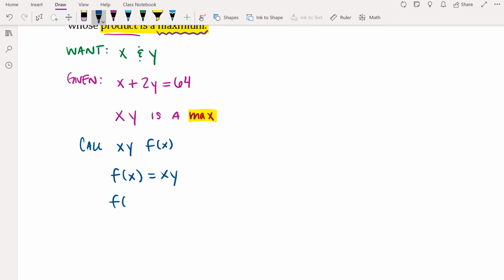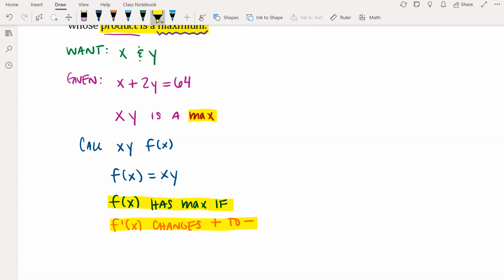F of x, we're writing the note to ourselves now. F of x has a max if, what's true? If f prime of x changes, maxes happen when f prime changes from positive to negative. All right, this is where the calculus is going to come into this problem. We're going to have to do a sign test on the derivative.